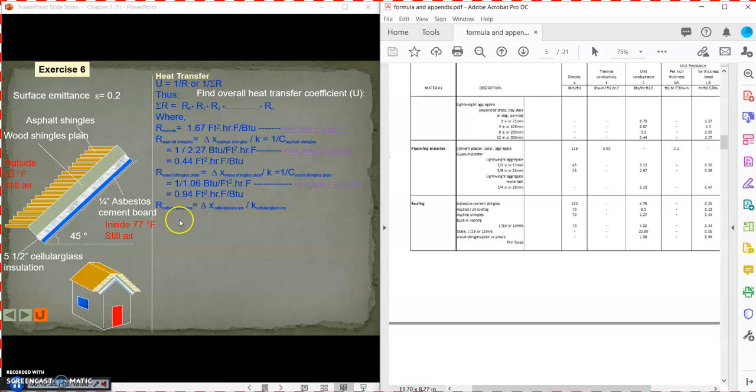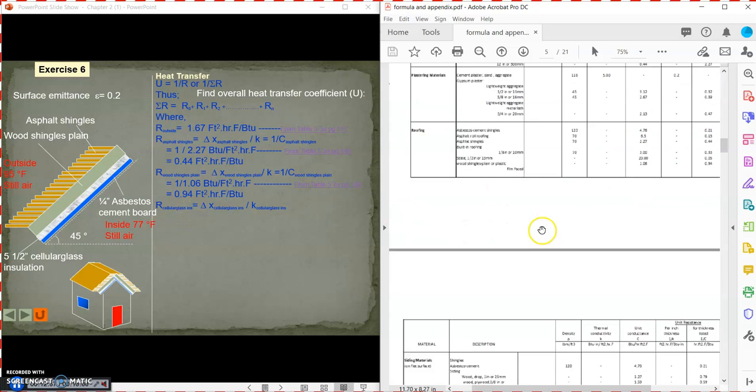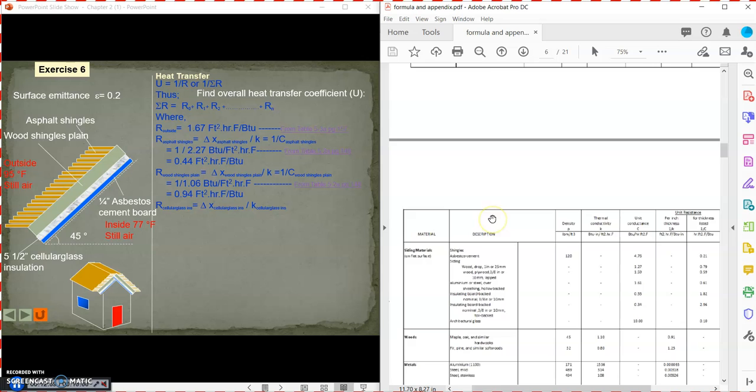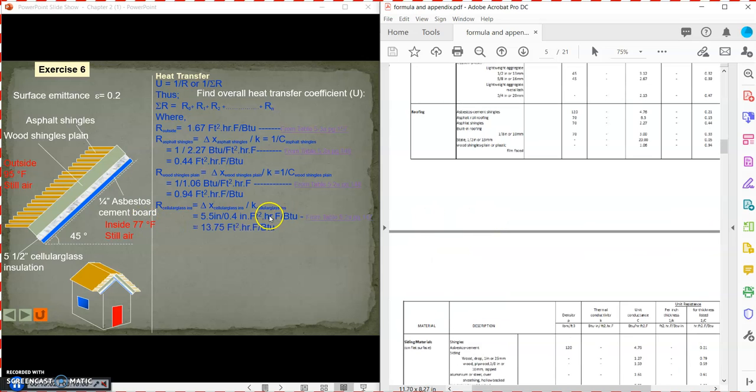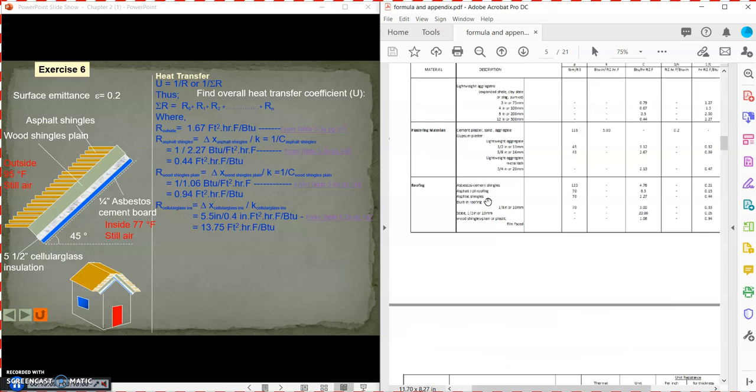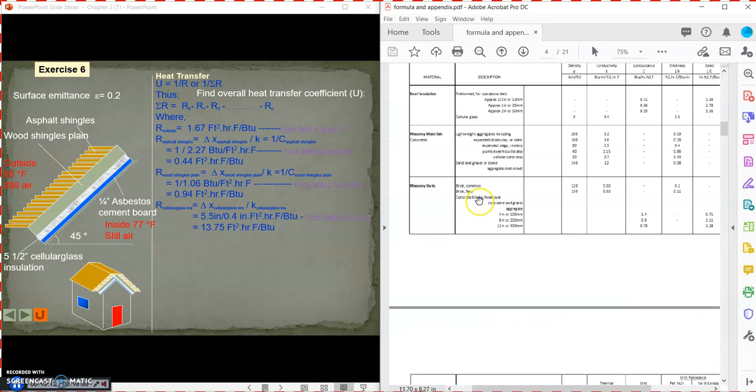The next layer is cellular glass here. The cellular glass is 5.5 inch. So we have to find the cellular glass. Where is it? Usually it is under roof insulation. Yes, cellular glass has a thermal conductivity value of 0.4 here. So 5.5 inch divided by 0.4, and you get 13.75.